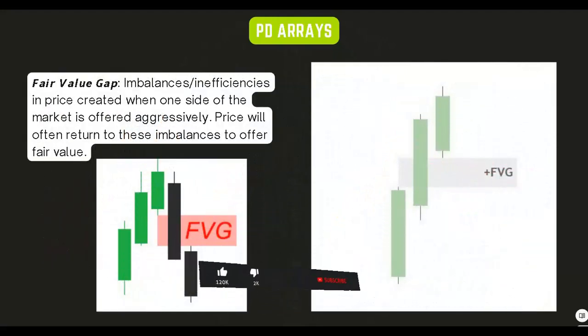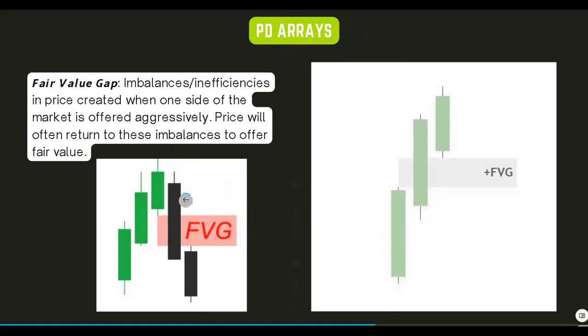A fair value gap is an imbalance or an inefficiency in price created when one side of the market is offered aggressively. Fair value gaps are the spaces that are created when price impulses aggressively in one direction. In this example, we can see price impulsing to the downside. The space in between the two candles that create the gap is what we refer to as a fair value gap. This is a bearish example. This is a bullish example.